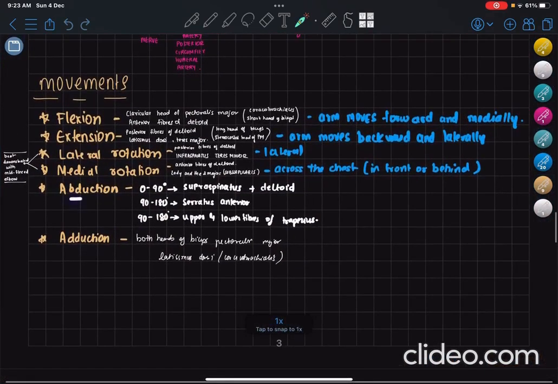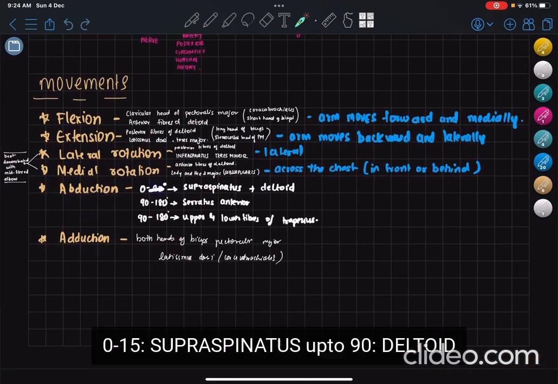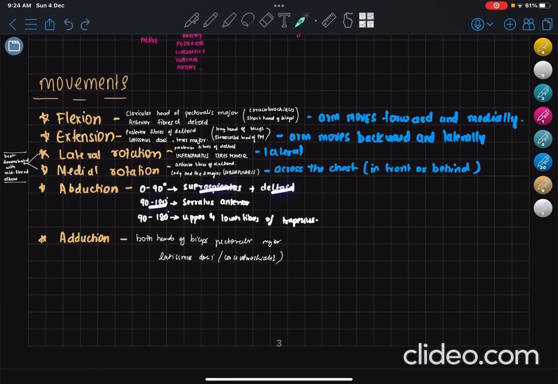Now the last thing is the movement. I'm going to start with abduction, which is something I think if the teachers see, they'll be like, oh, this person knows the topic. So 0 to 90 degrees of abduction is done by the deltoid along with the supraspinatus. Then 90 to 180 degrees is serratus anterior. I'm sorry, I messed it up here, I think. 90 to 180 is serratus anterior.